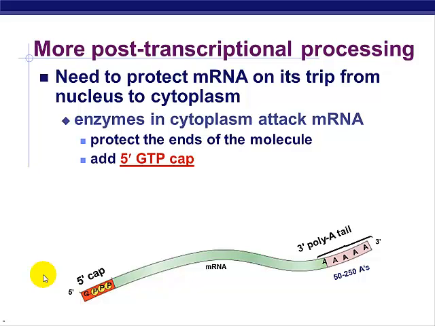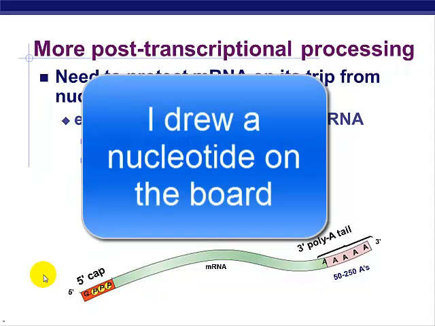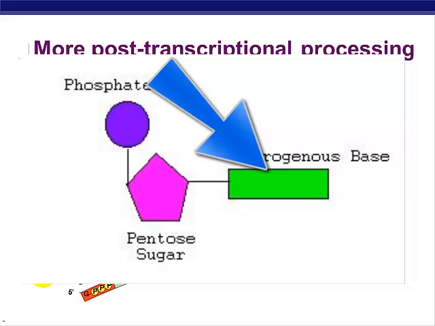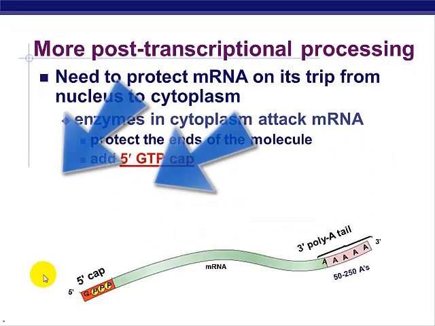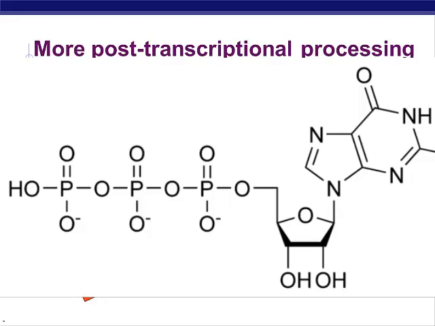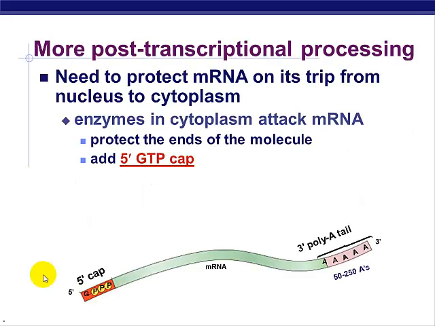If I have a sugar and a nitrogen base and a phosphate group, what is that called? Nucleotide. Good, it's a nucleotide. If this nitrogen base happened to be guanine, this would be a guanine nucleotide, right? If I added extra phosphates, how many phosphates would I have? 3. How do I say something for 3? Tri. Guanine triphosphate. GTP are guanine nucleotides that have extra phosphates. Why on earth would I want extra phosphates? Energy. For energy!